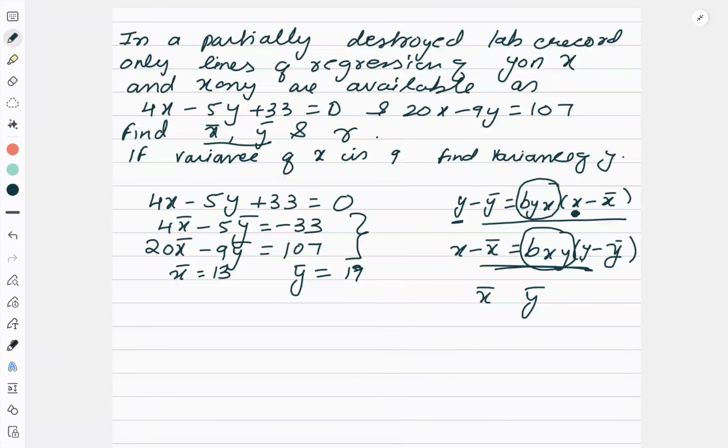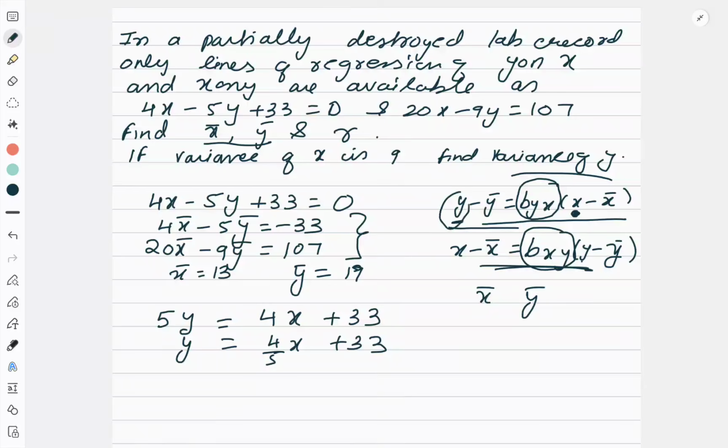Now I have to find out r. And I will be using this concept that I was explaining. If I look at the first equation and try to find out the y value from it, I'll get 5y is equal to 4x plus 33. So y is equal to 4 by 5 x plus 33. As I said, when I write the equation as y is equal to, the coefficient of x is byx. So here the coefficient of x is 4 by 5. So I can say that byx is equal to 4 by 5.